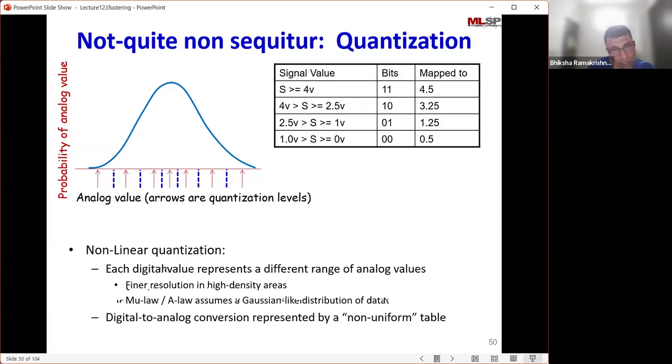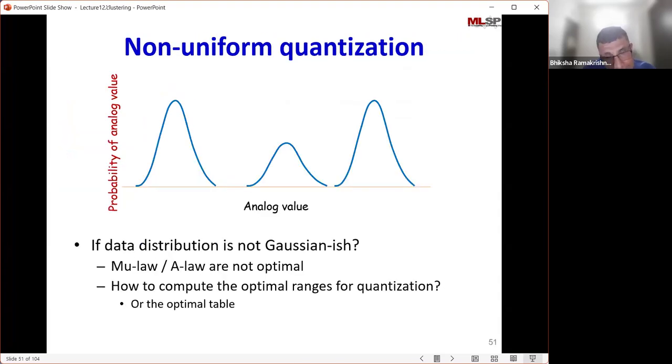So here we have a formula, but what if you have data whose distribution looks like this? And suppose I give you a fixed number of bits. How would you decide the width of the bins? Where would the bins be narrow and where would the bins be wide? Anyone? How would you decide the width of the bins here? Anyone?